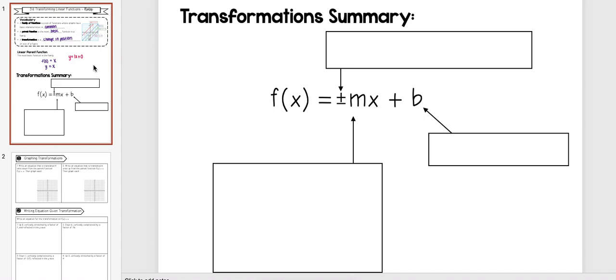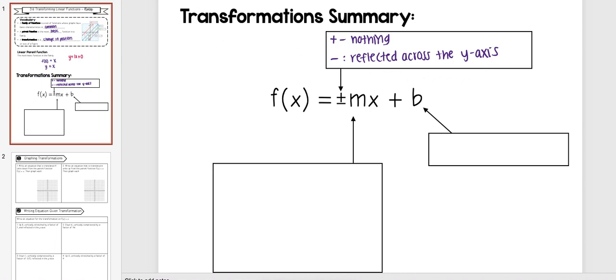And so kind of a summary of that. A plus or minus out in front of our slope: the plus means nothing, it's just going to stay. The minus means it's going to be reflected across the y-axis. And so we saw that in our graph over there in Desmos. My parent function was going this way, but as soon as I made it negative, it reflected across the x-axis and it went the opposite direction.